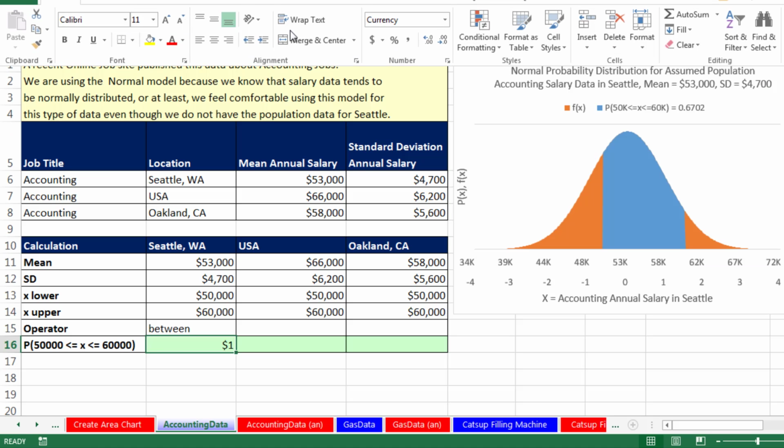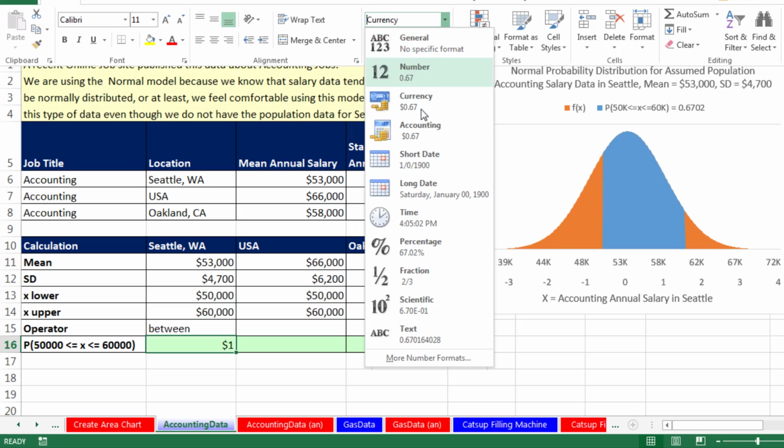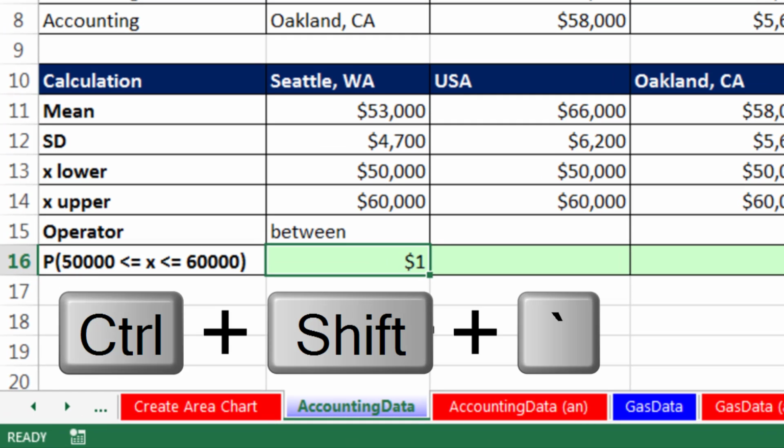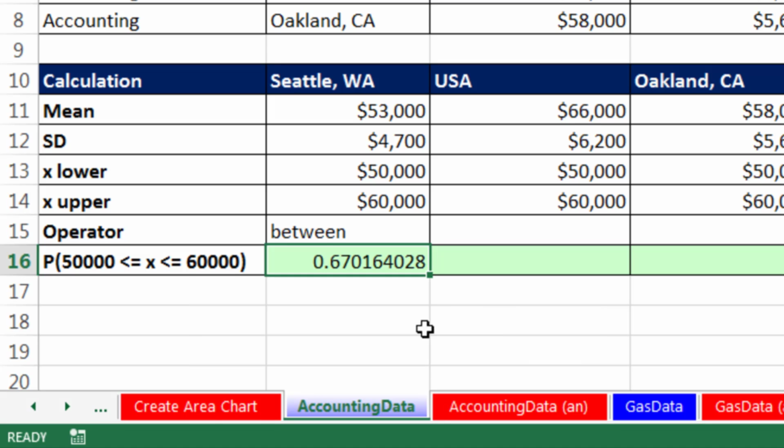I'm going to go up to Home. I can see up here in the number group, I select General, or I can use the keyboard Control Shift grave accent or tilde to apply the general number formatting. That's the probability in Seattle of getting a job between 50 and 60,000.